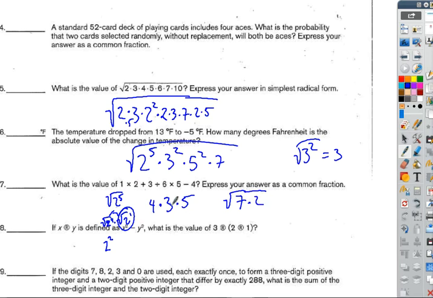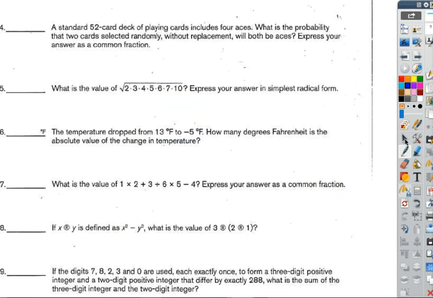So 4 times 3 times 5 is actually equal to 60. 7 times 2 is equal to 14. So I have 60 times the square root of 14. All right, we're almost done here.